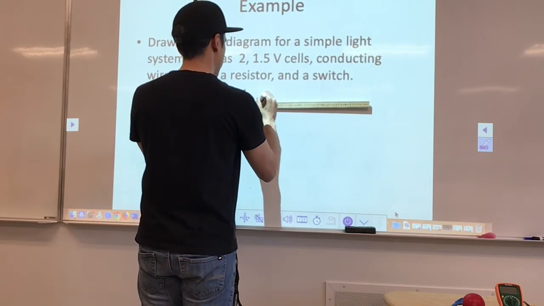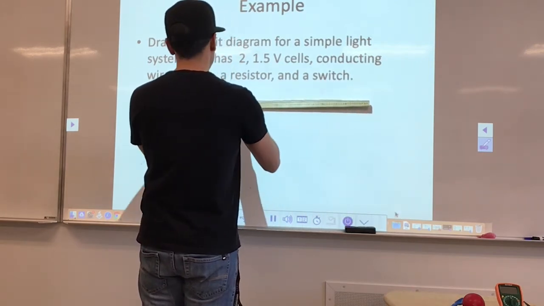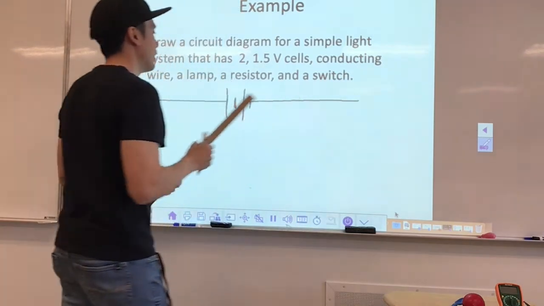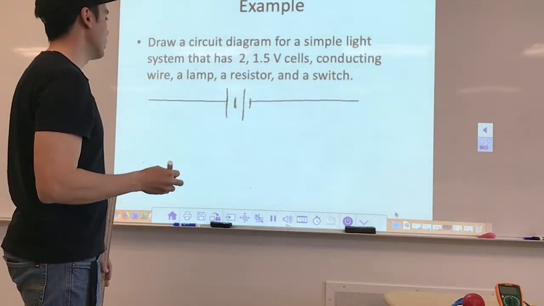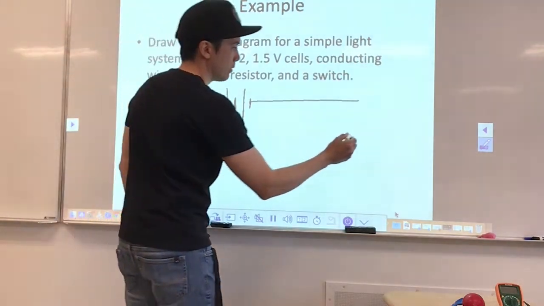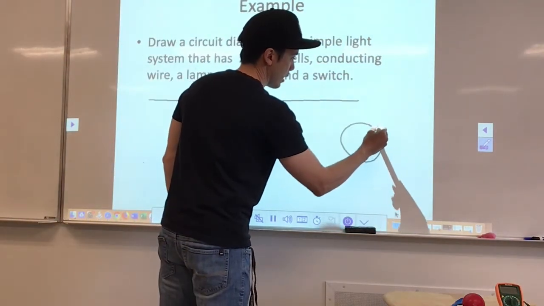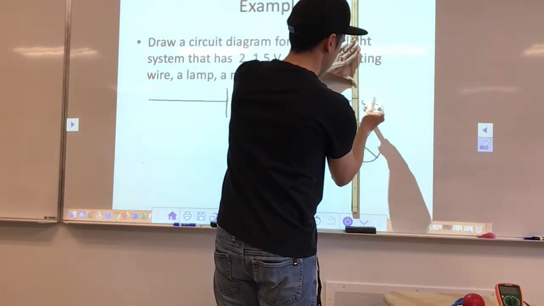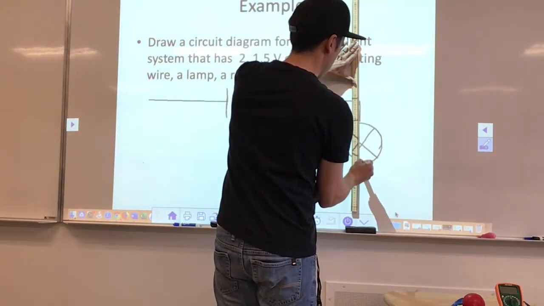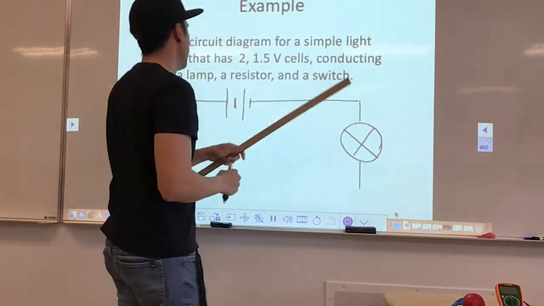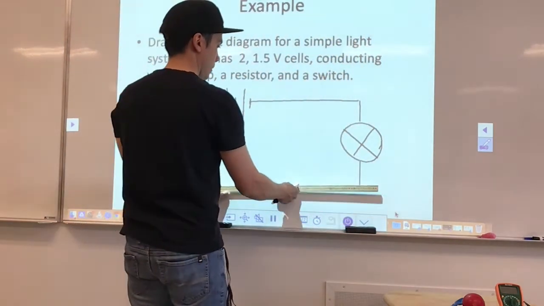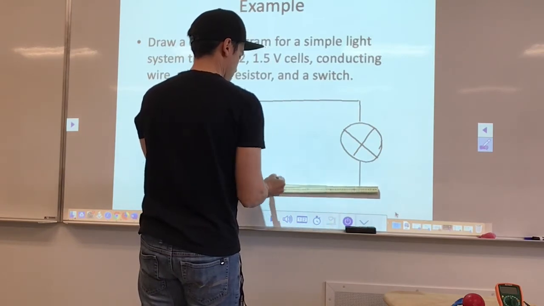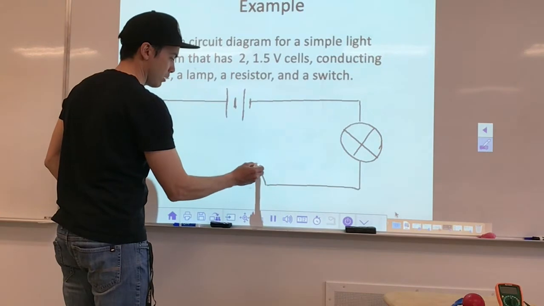Now we need some conducting wire, so I'm going to draw these with a ruler. And then I need some other components as well. I need a lamp. So as we saw in the slide before, it might look something like that, a circle with an X through it. And I also want a resistor. So resistors just look like this.